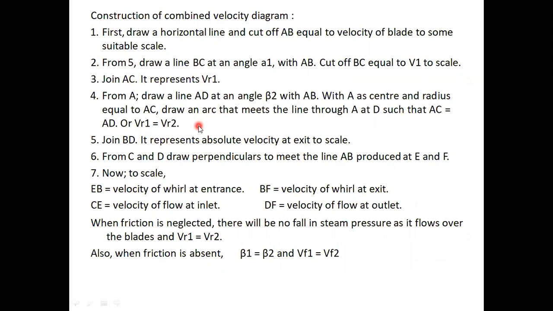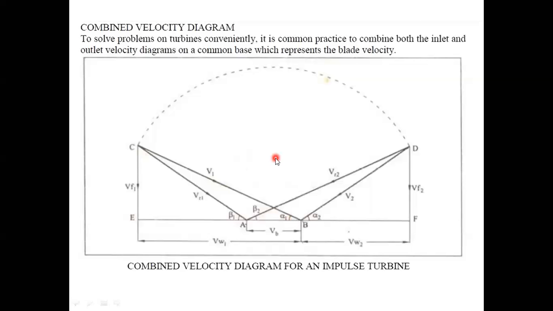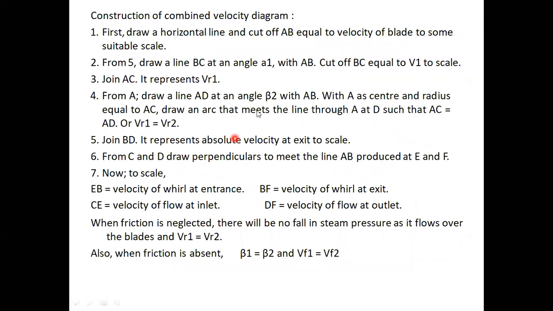Joint AC represents VR1. From A, draw a line AD at an angle of beta 2 with AB, with A as the center and radius equal to AC. Draw an arc that meets the line through A at D such that AC equals AD, or VR1 equals VR2. Join BD; it represents the velocity at exit to scale.